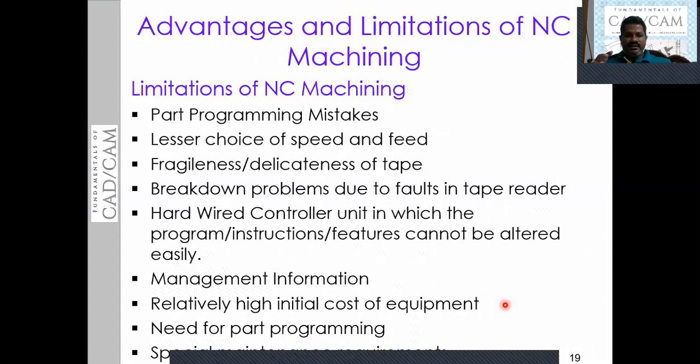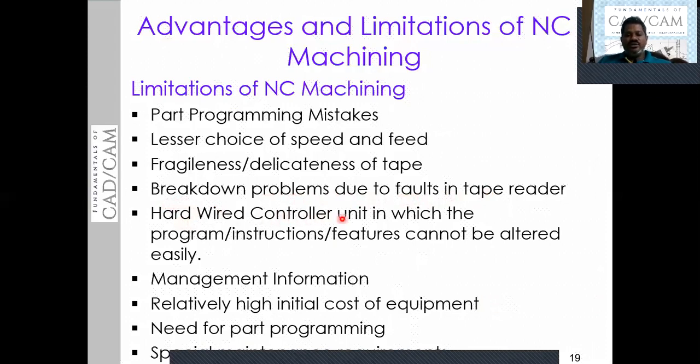Then there is the fragileness and delicateness of the tape. If we keep using the tape or the punched card repeatedly, after a certain time, due to the delicateness, the tape is going to spoil. That is also one disadvantage. Breakdown problems due to faults in the tape reader. Of course, if you write and feed a faulty program, breakdown may also occur due to the faulty programs.